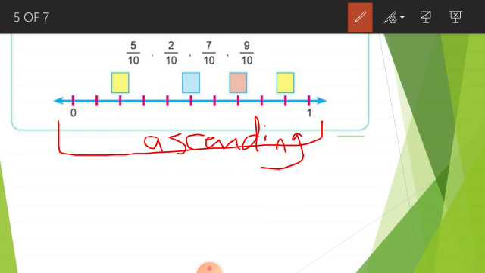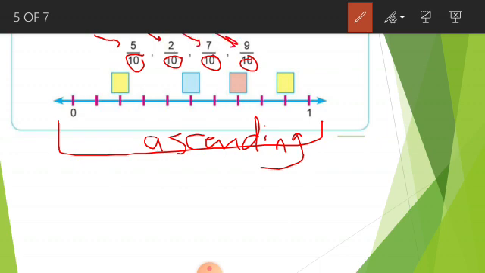I want to order these fractions. I will look for the smallest one. In ascending order, I will search for the smallest one. Where is the smallest one here? We must make sure we have the same denominator. 10, 10, 10, so all equal. Now I will look at the numerators: 5, 2, 7, 9.